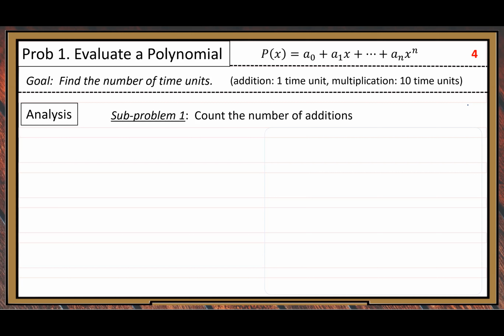All right, so let's work on our first subproblem. We want to count the total number of additions. When you look at the formula for this general polynomial expression, can you tell me how many additions we need? Give me some number, give some expression.